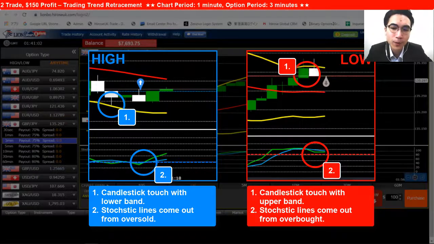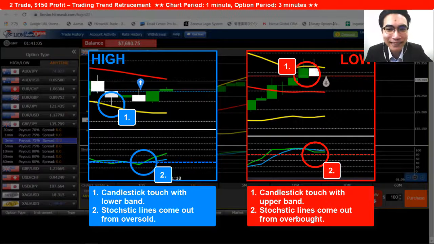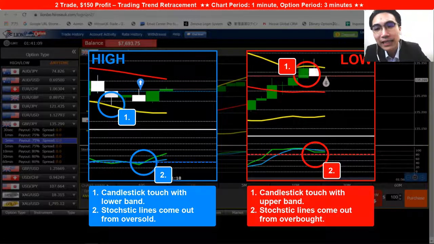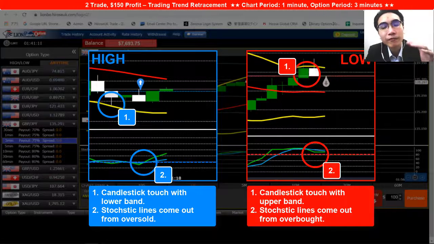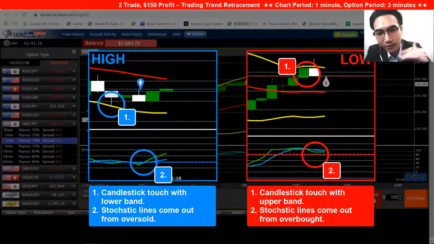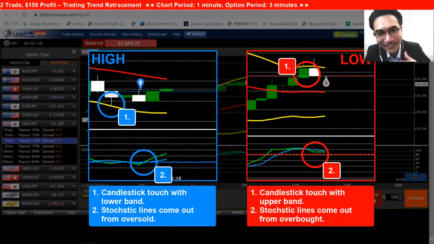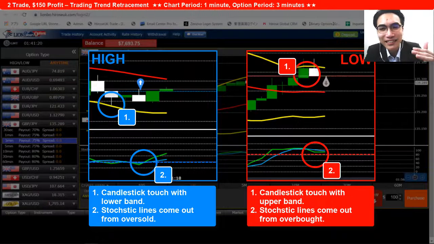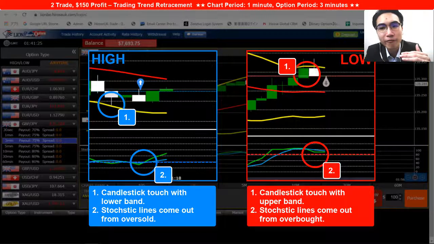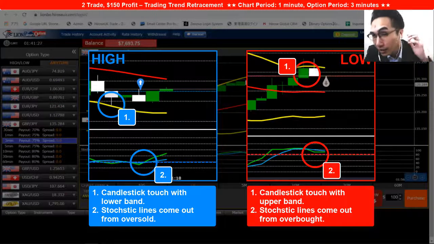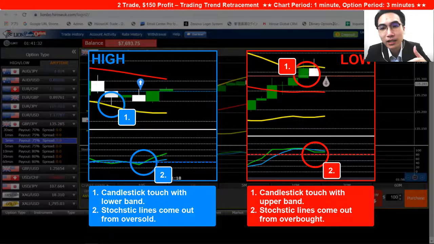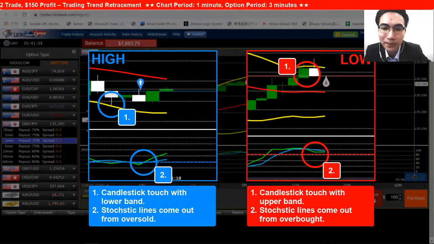Let's move on to the purchase timing for low. When you want to open a low position, all you need to look at is the Bollinger Bands. If the candlestick touches the upper band, we will move on to the Stochastic, and inside the Stochastic, we wait for the two lines to come out from the overbought area. Once it comes below 80, we open a low position.